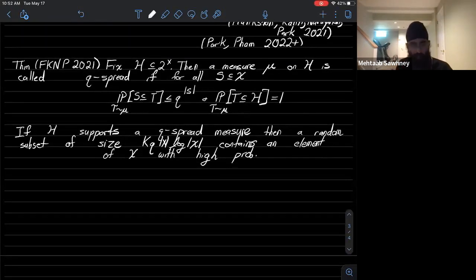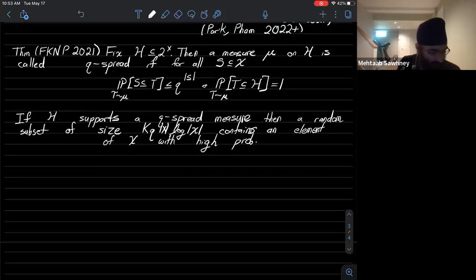So what this result morally states is that I fix some hypergraph. If I can construct some measure on its set of hyperedges which is well distributed, then this gives me a good bound on the threshold. So I stated this with sampling a random uniform set of size KQX log X, but sampling a set of that size or sampling every element with probability q times log X is roughly the same. So this is some way of bounding the threshold.